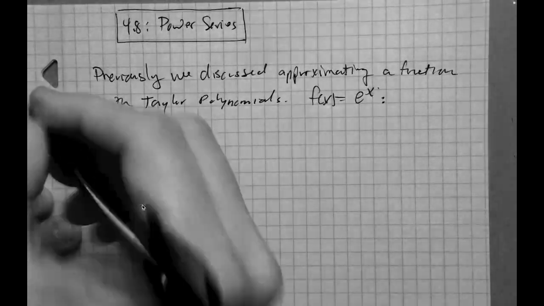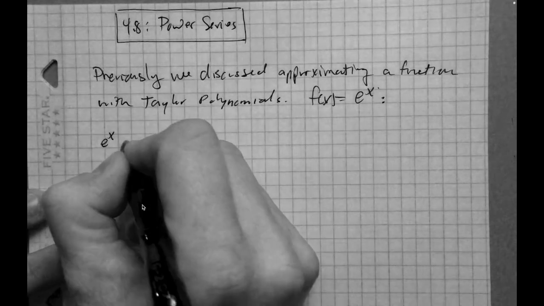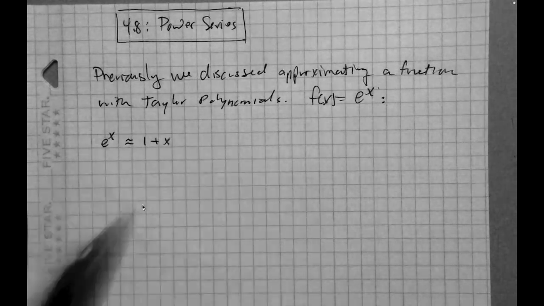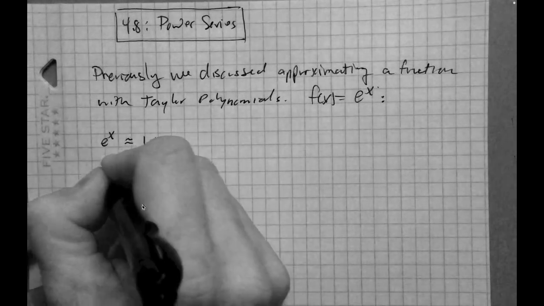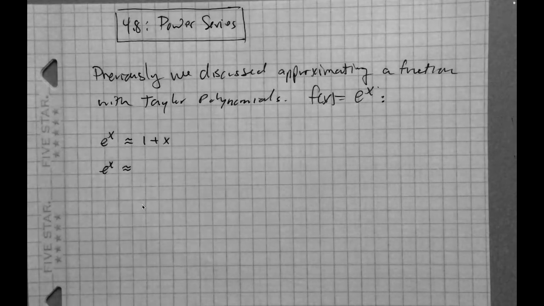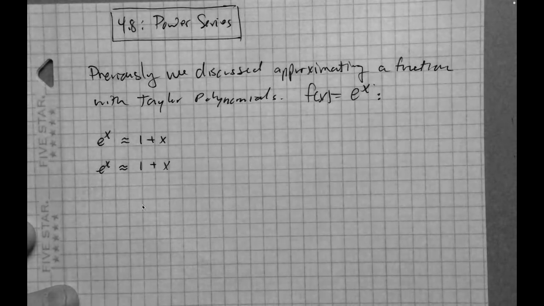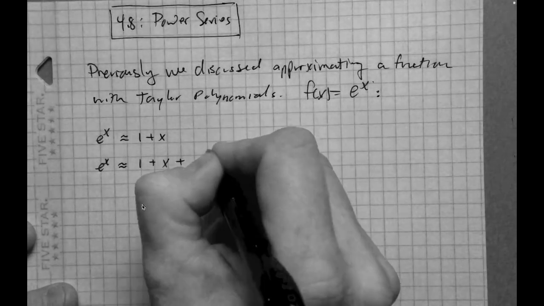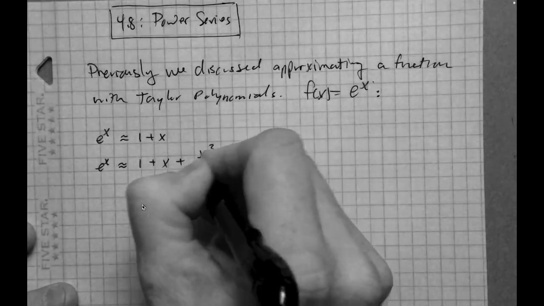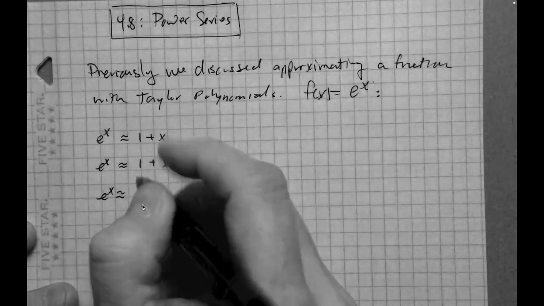For that example, we said the first degree Taylor polynomial that approximated it at 0 was 1 plus x. Then we said, let's add the constraint that the second derivative be set equal to the second derivative of the Taylor polynomial at x equals 0. And we came up with a second degree polynomial that estimates it, and that was 1 plus x plus x squared over 2 factorial. And we went on in this way to come up with a third degree polynomial.